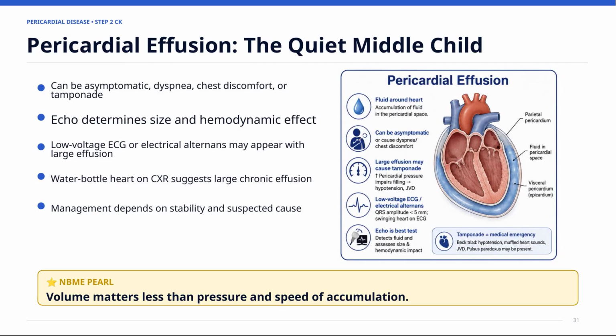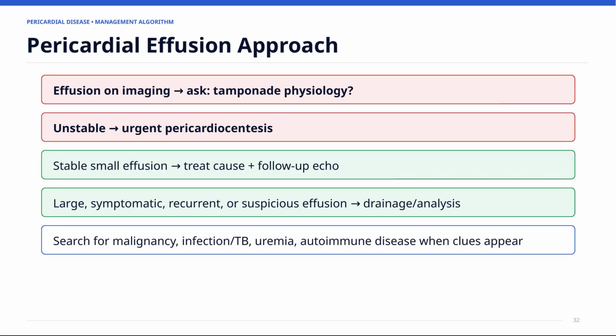NBME Pearl. Volume matters less than pressure, and how fast that fluid accumulated. See an effusion on imaging? First question: is there tamponade physiology? If unstable, urgent pericardiocentesis. If stable and small, treat the underlying cause and follow up with echo. If it's large, symptomatic, recurrent, or looks suspicious, go ahead and drain it for analysis. And whenever there are clues pointing to malignancy, infection, TB, uremia, or autoimmune disease, go find that cause.